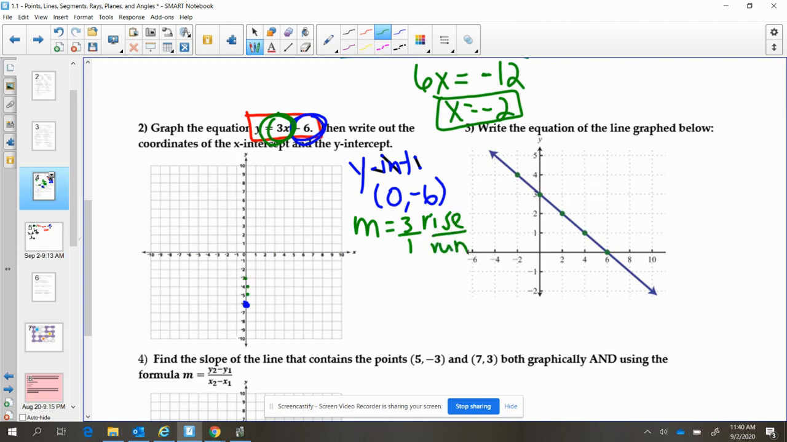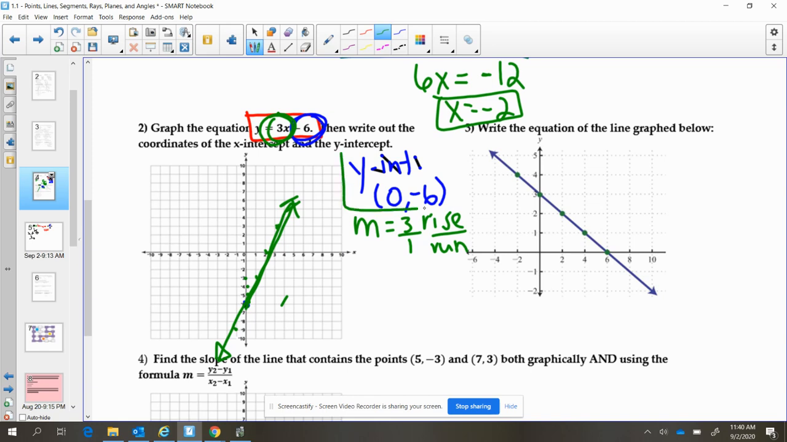So we're 1, 2, 3, run 1. Rise 3, run 1. Rise 3, run 1. Or you could go back to the starting point, down 3 to the left 1 to continue that pattern for our lovely line. Okay, so there's our graph.